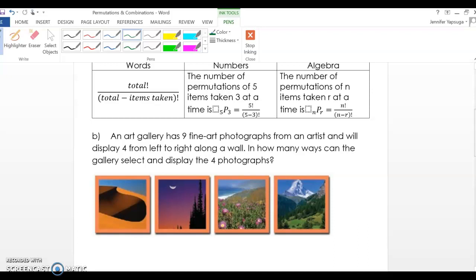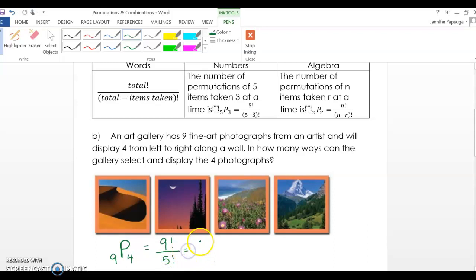So in this case, order is important again because there's going to be a placement for the first one, for the second one, the third one, and the fourth one. So we are going to use this formula again. So this is a permutation. We have 9 photographs to choose from, and we are only selecting 4. So this means that I take my total, which is 9 factorial, and I'm going to divide that by the difference. So 9 minus 4 gives me 5 factorial.